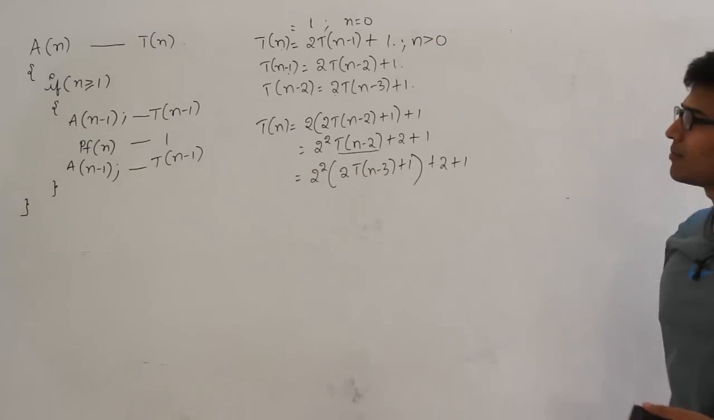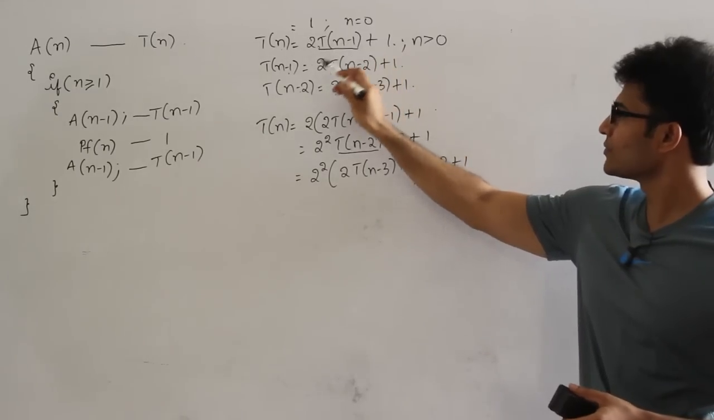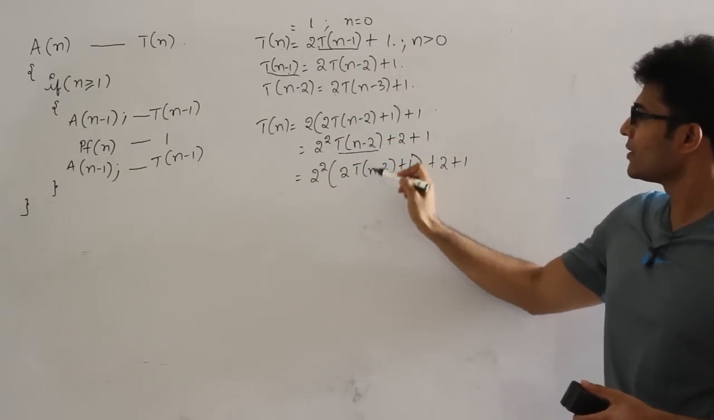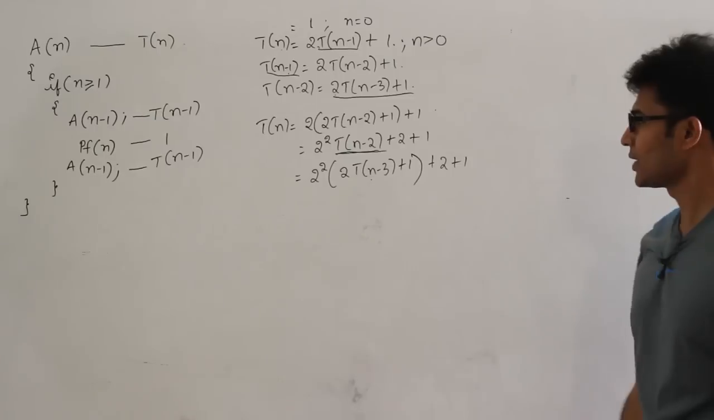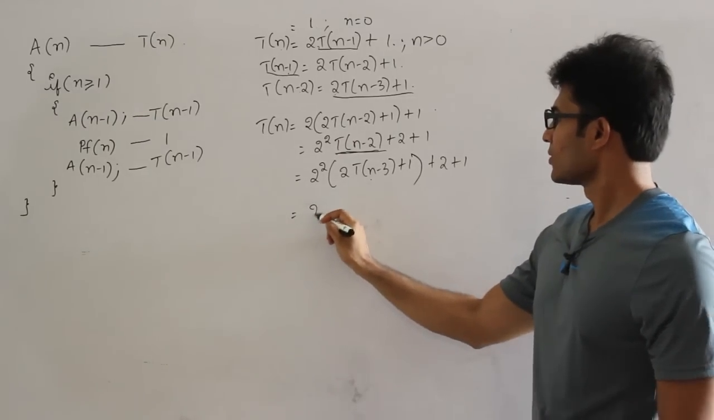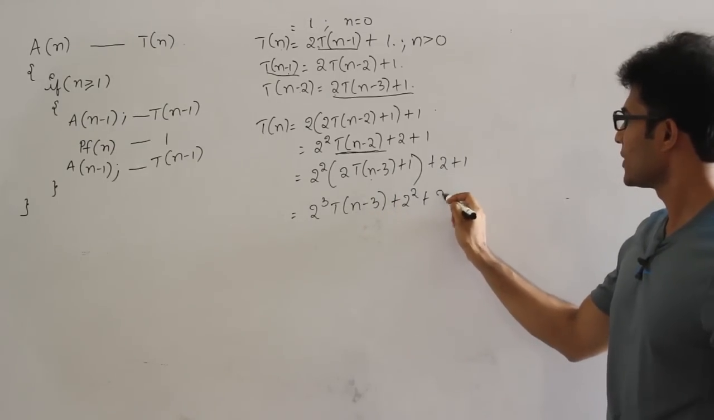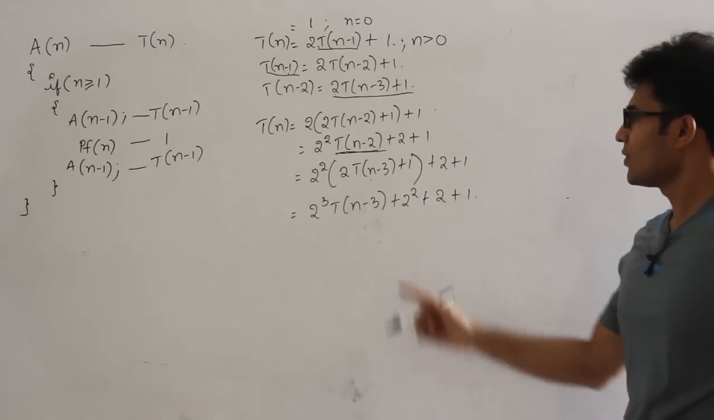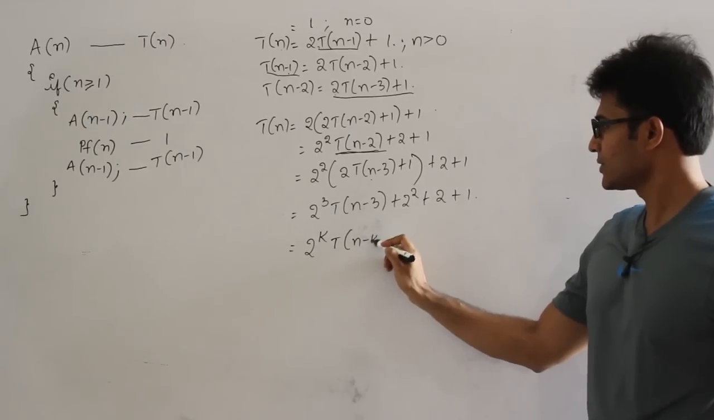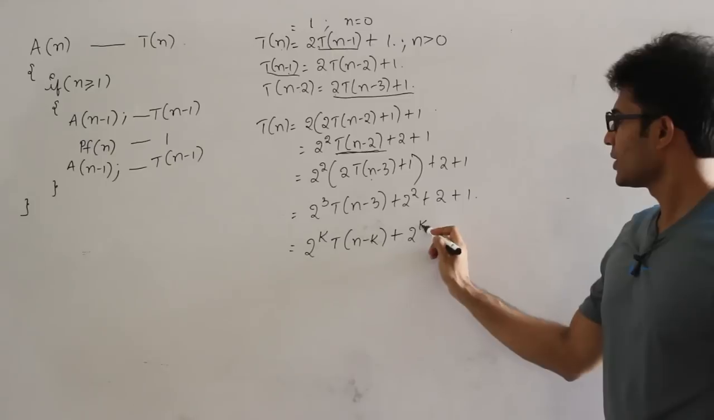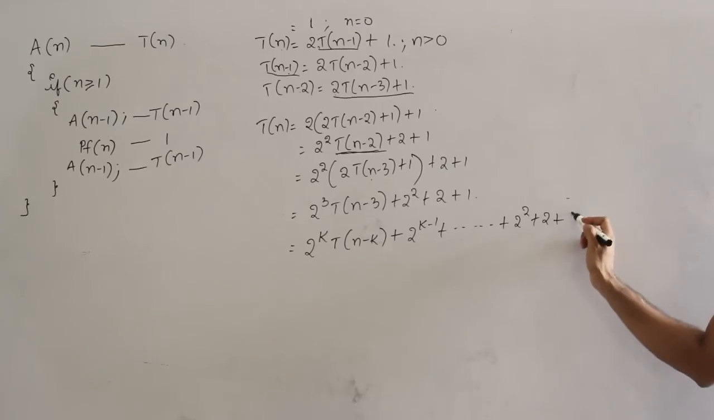I am just substituting it, backwards. How did I get this? By substituting in place of T of n minus 1, I am substituting this entire thing. And then how did I get this? In place of T of n minus 2, I am substituting this entire thing. It is called back substitution, right? So what do I get here? 2 cube into T of n minus 3 plus 2 square plus 2 plus 1, right? Then how can I generalize it? It is 2 power k into T of n minus k plus 2 power k minus 1 plus so on plus 2 square plus 2 plus 1, right?